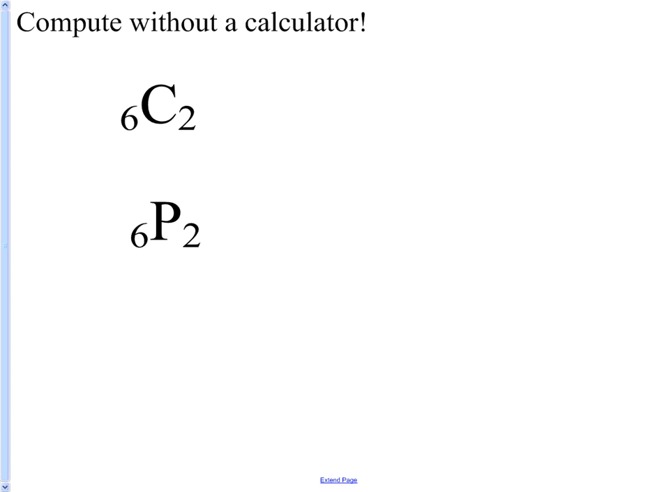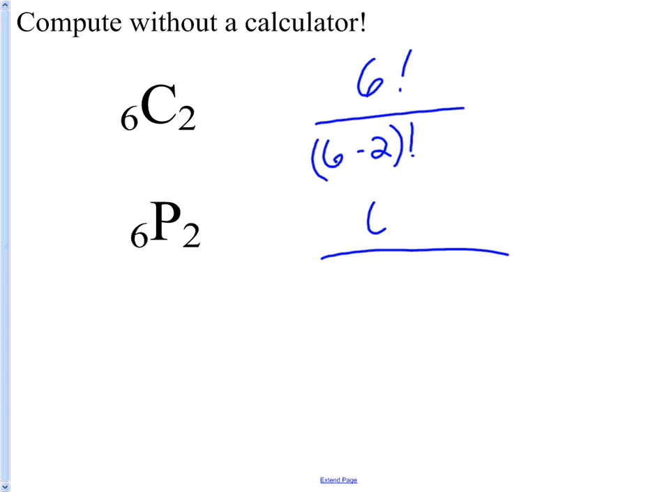What you're really doing with the combination is making a big fraction like this, and on top it's 6 factorial. Does that ring a bell? And then on the bottom it's 6 minus 2 factorial. The C's are different than the P's only in this way. The P formula is exactly the same: 6 factorial over 6 minus 2 factorial.